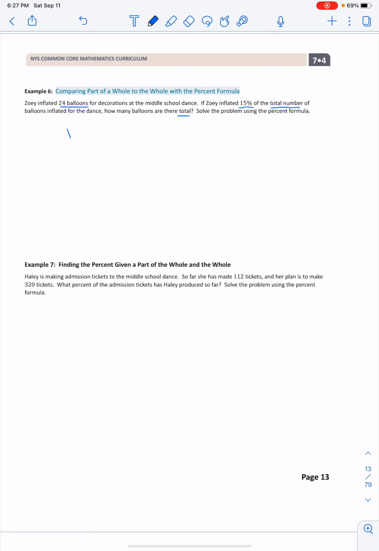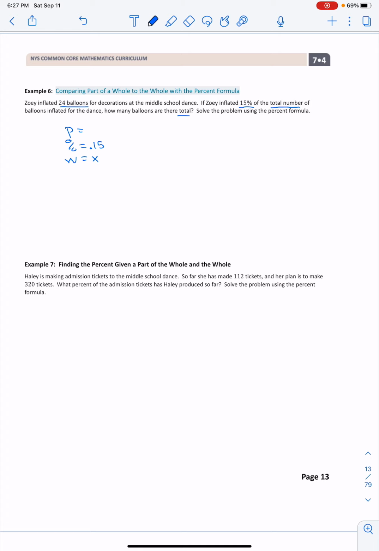Well, if I have P, percent, and W, we have 15%, so we know what our percent is. It's asking us to find the total, which then would be W. So I'm going to make that my X. So remember before when I told you, part is going to be different names, whole is going to be different names. So now our whole is not only our of, but our total.